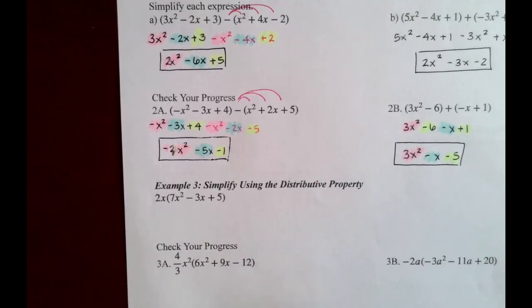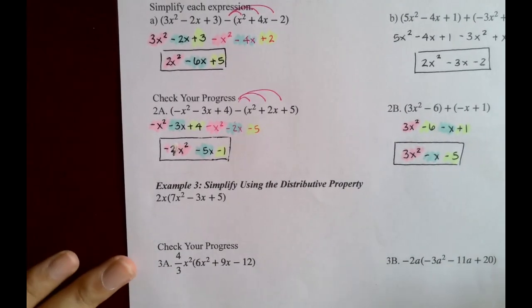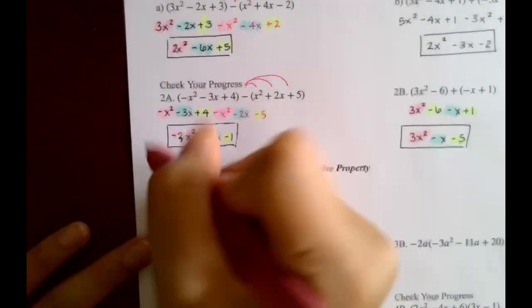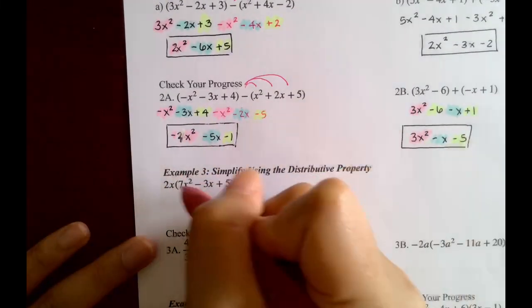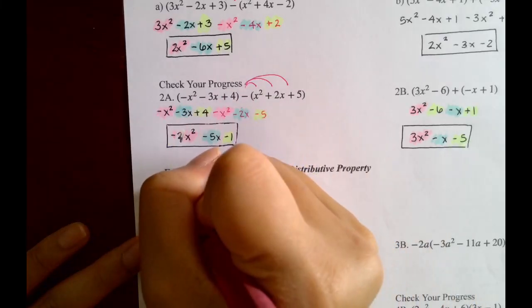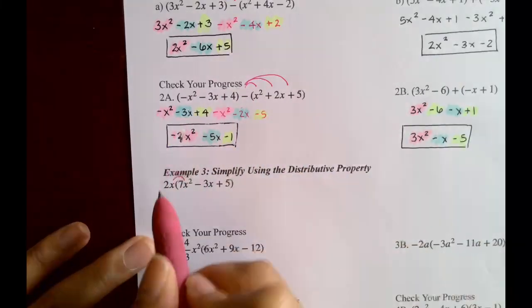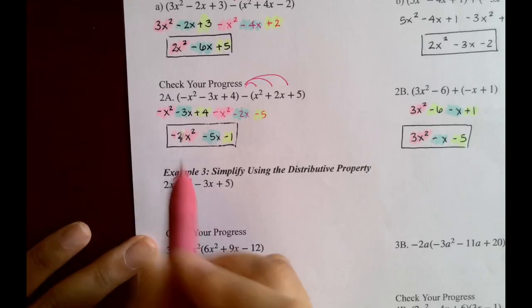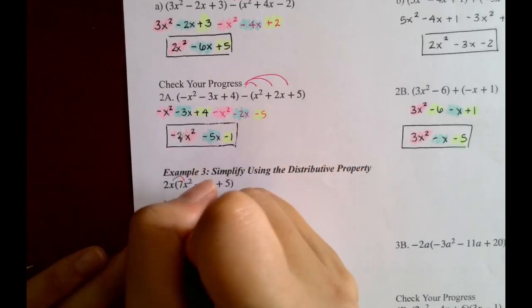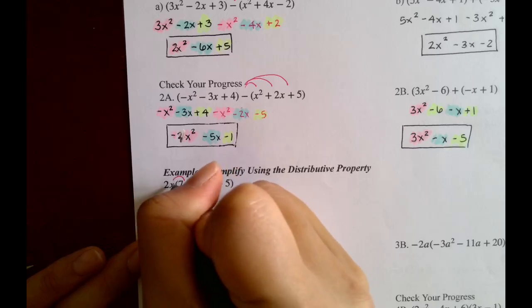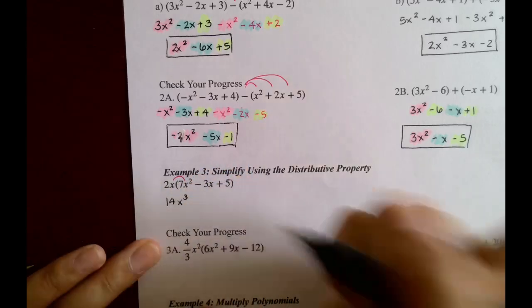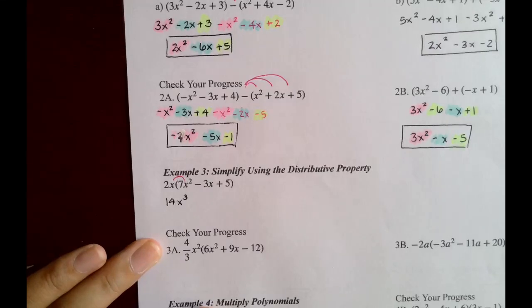Example 3 here is using the distributive property. Okay? And so what we do basically is we take what we're multiplying the polynomial with and we distribute. Okay? So here, 2x times 7x squared, so 2 times 7 is 14. So this becomes 14. And then x to the first power times x squared becomes x to the third because I add my exponents here.